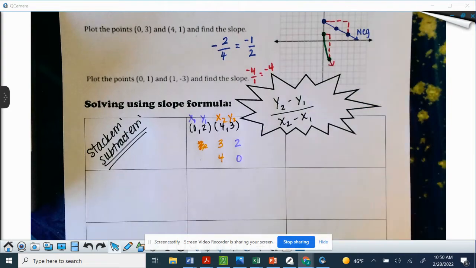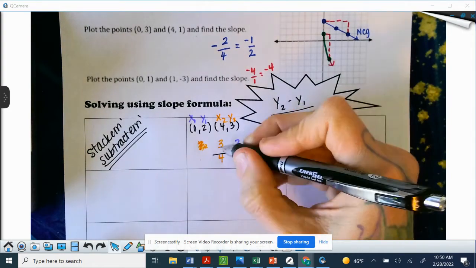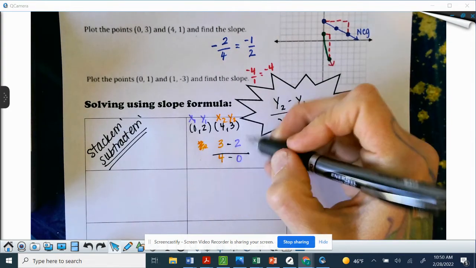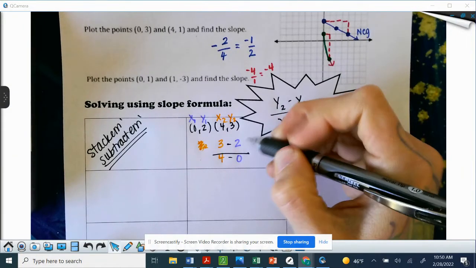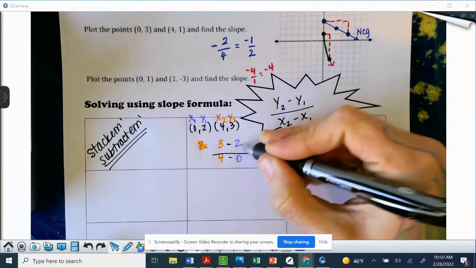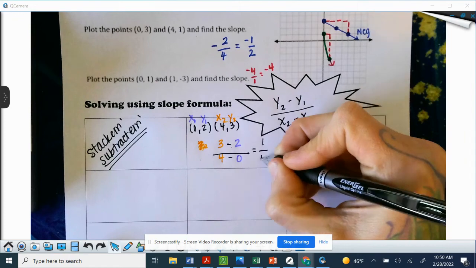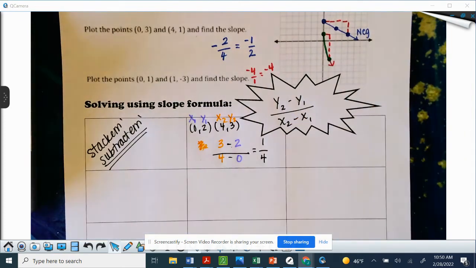Now, most of you aren't going to use 2 colors, but the idea is that you're keeping the yellow guys together in this case, and the purple guys on top of each other as well. So 3 minus 2 is 1. 4 minus 0 is 4. And that's that 1/4 slope like we got when we graphed it and counted it in the first graph.